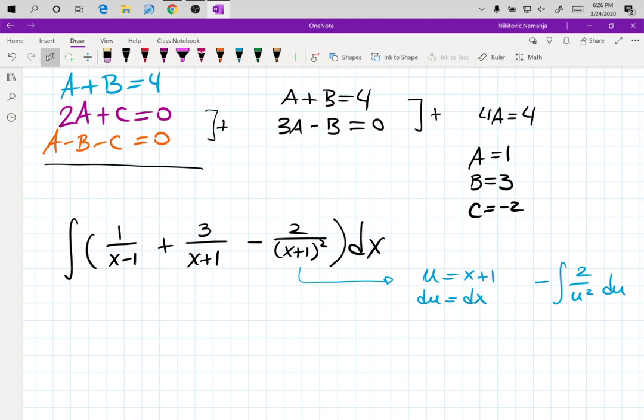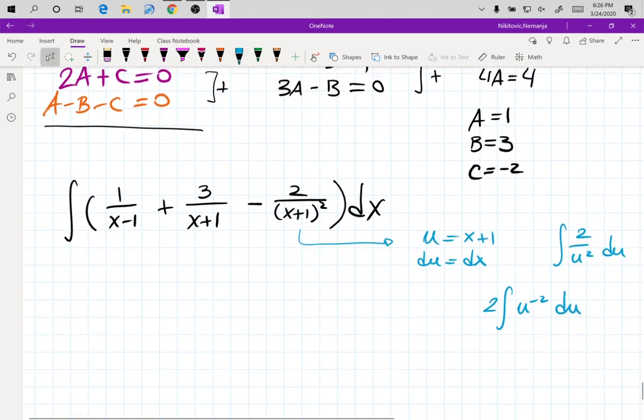Maybe I don't need this negative, huh? We can just keep the negative in the problem. Yeah, let's kill the negative. So this is 2 integral of u to the minus 2 du, and becomes 2 u to the minus 1 over minus 1, right? Well, let me just finish that off. So that's going to be negative 2 over u, and u is x plus 1.